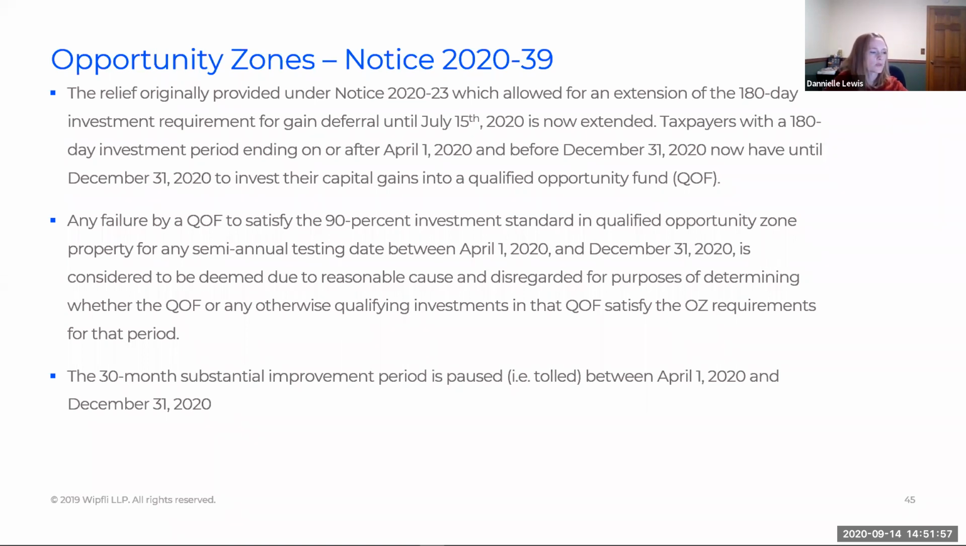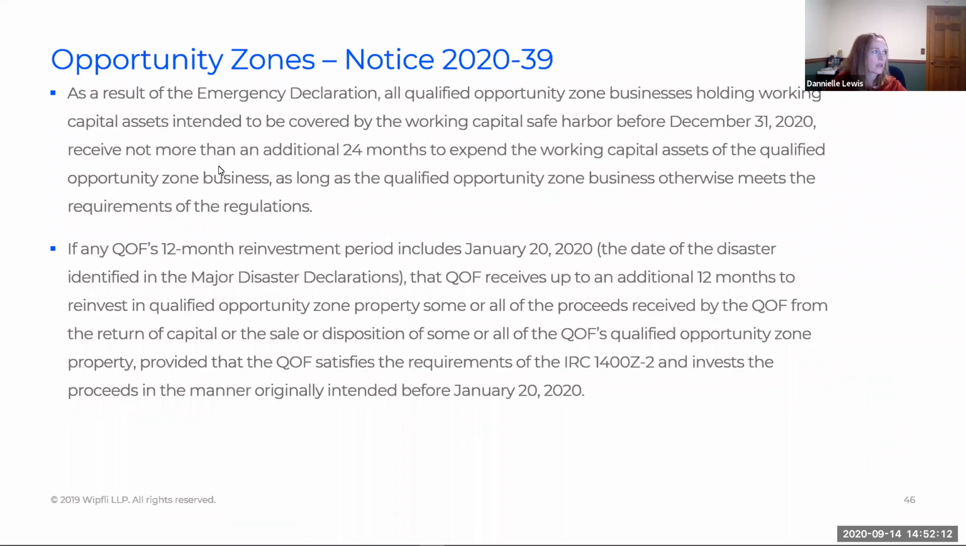Additionally, the substantial improvement period, which is the 30 months to improve the property, is paused from April 1st to the end of this year. So essentially, none of those months will count against you in that 30-month time period to substantially improve that property. Additionally, they extended the rules for the working capital safe harbor and said that they may have an additional 24 months to expend that working capital because of the emergency declaration throughout the country. So very big. There's a lot of planning decisions around this too for various clients.